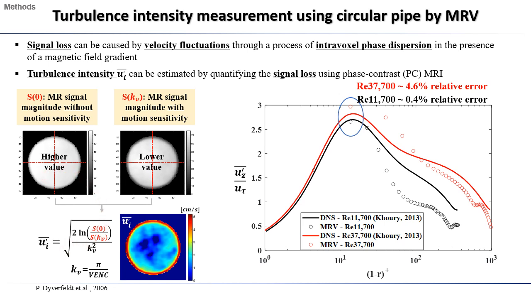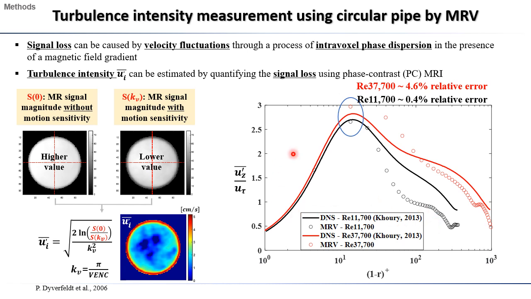The turbulence intensity is usually applied by considering the peak value as important. So as shown in this figure, in the case of Reynolds number of 11,700, there is an approximate relative error of 0.4% when compared the peak value measured by MRV to the DNS data. Similarly, for Reynolds number of 37,700, a relative error of 4.6% can be observed.